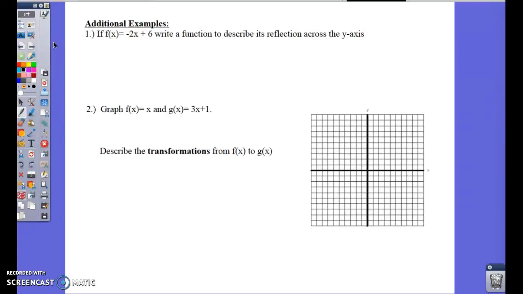Okay, we're now going to take a look at a couple more examples here. The additional example says we have f of x equals negative 2x plus 6, and they're asking us to write a function to describe the reflection across the y-axis. Well, if you think about this, with a reflection all that happens is we keep the same y-intercept, but the slope changes. Instead of being positive, it goes to negative, or vice versa.